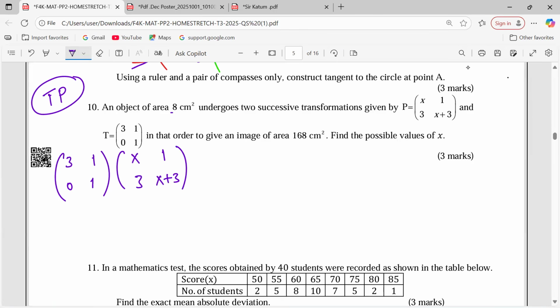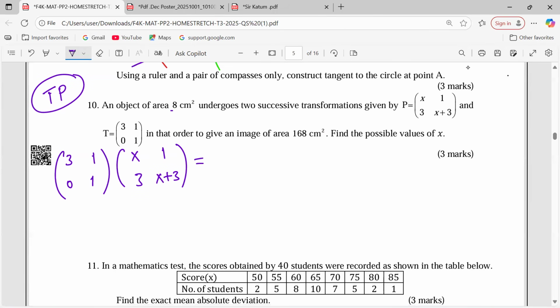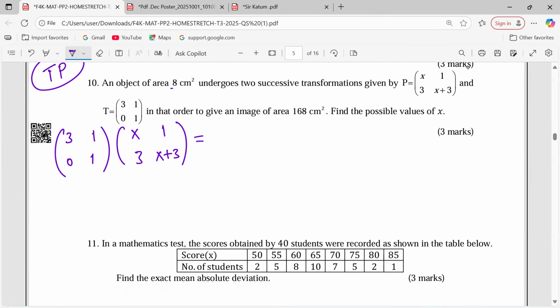With this, you're supposed to know that whenever we get the product of two matrices in the order in which they were performed, we will get a single matrix that represents the two successive transformations. So instead of performing P, then T, we can get a single transformation that represents the two. Therefore, we get the product of the two matrices.